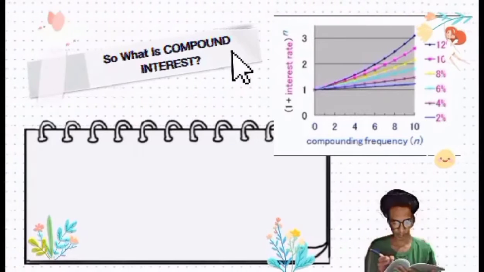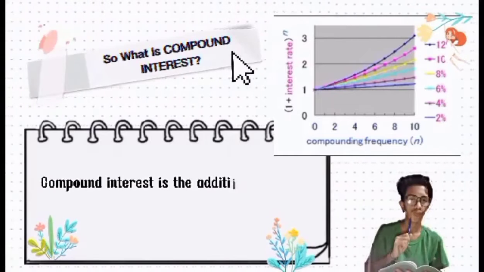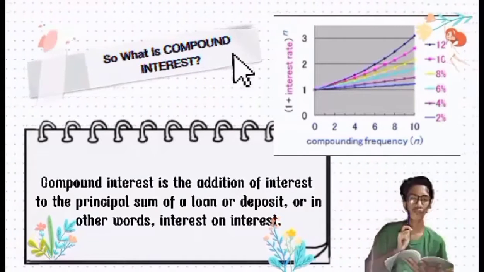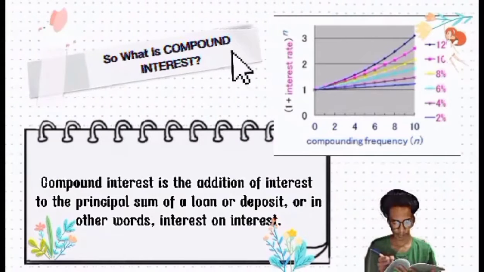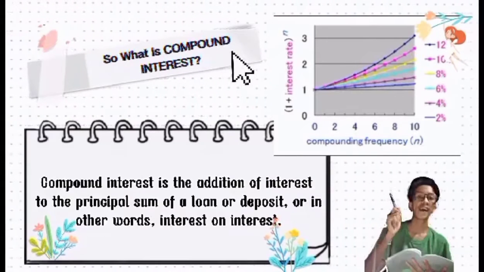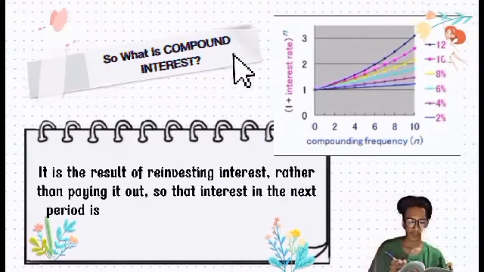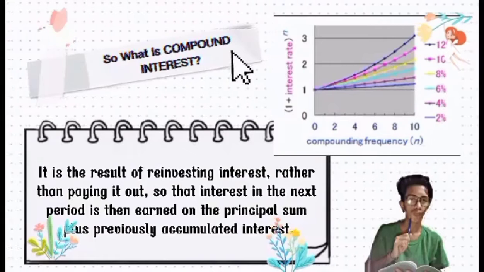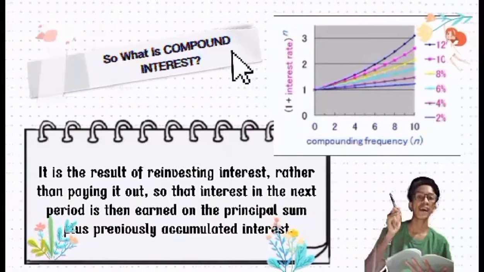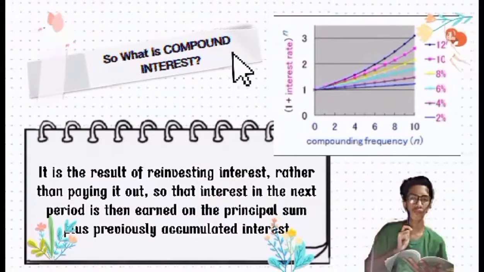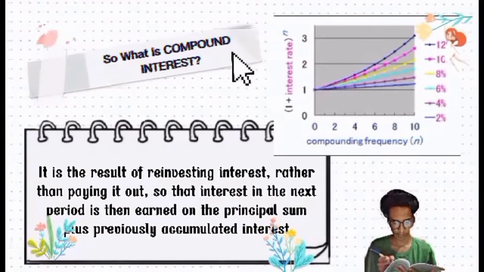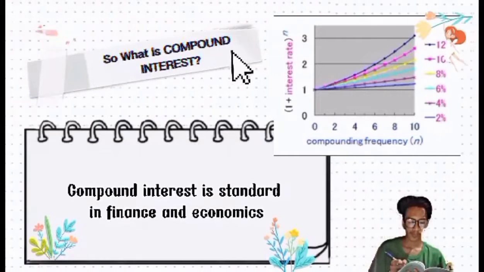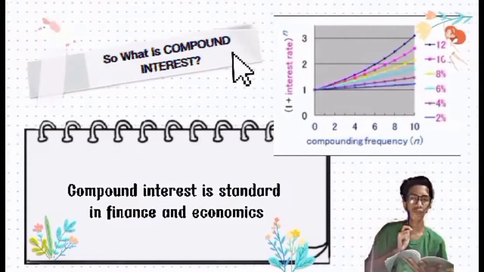So what is compound interest? Compound interest is the addition of interest to the principal sum of a loan or deposit, or in other words, interest on interest. It is the result of reinvesting interest rather than paying it out, so that interest in the next period is then earned on the principal sum plus previously accumulated interest. Compound interest is standard in finance and economics.